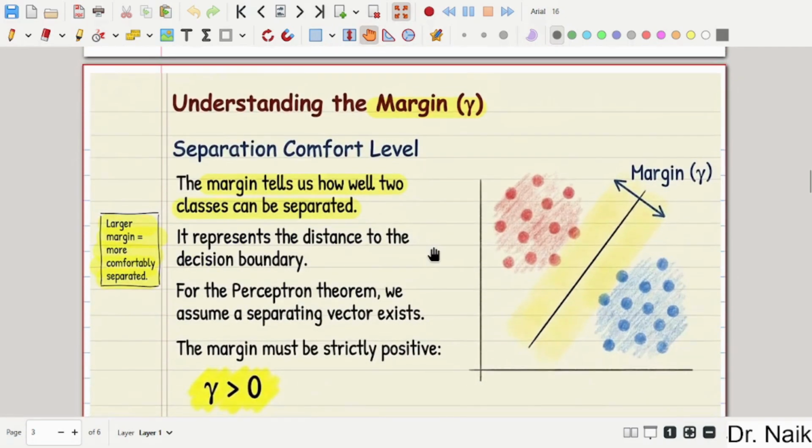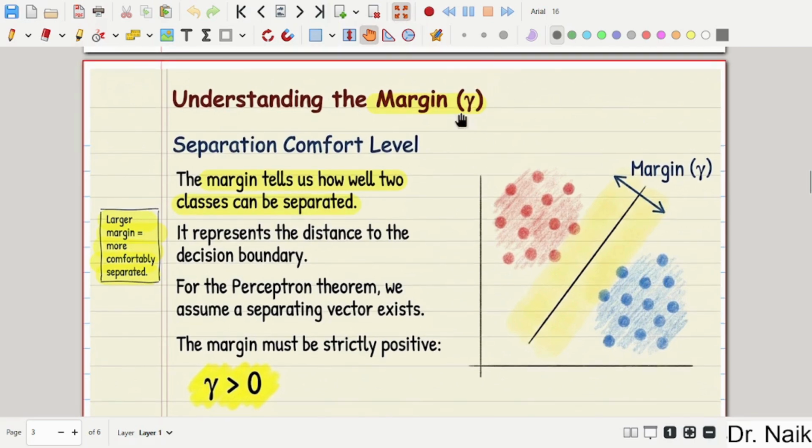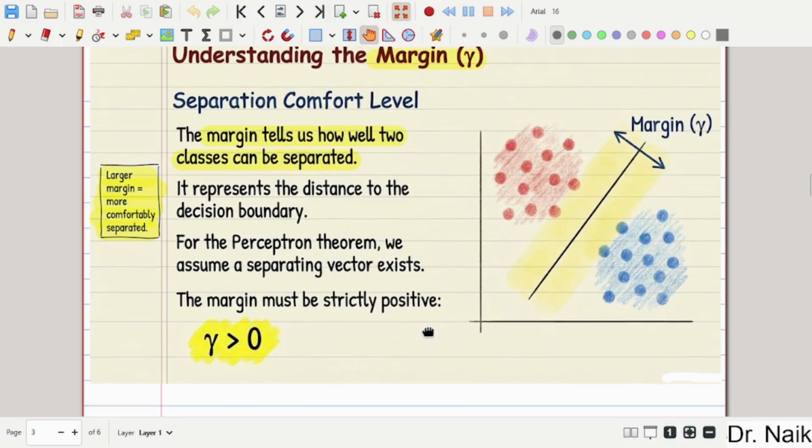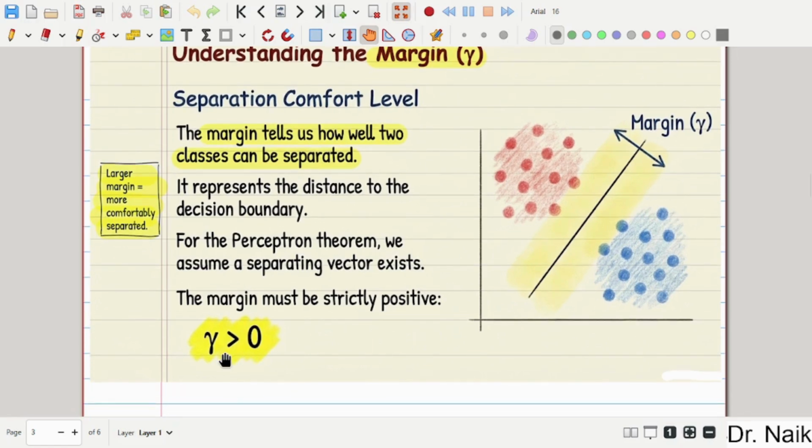Now understand the margin, which is indicated by the symbol gamma. Margin tells us how well two classes can be separated. It represents the distance to the decision boundary. For the perceptron theorem, we assume a separating vector exists. The margin must be strictly positive and therefore gamma should be greater than 0. The larger the margin, the more comfortably the classes are separated.